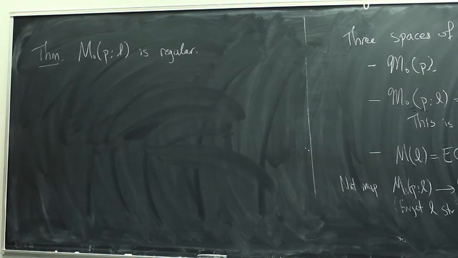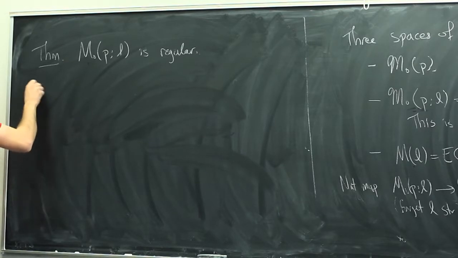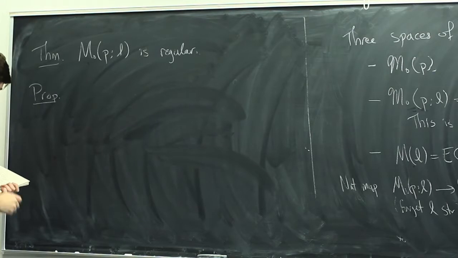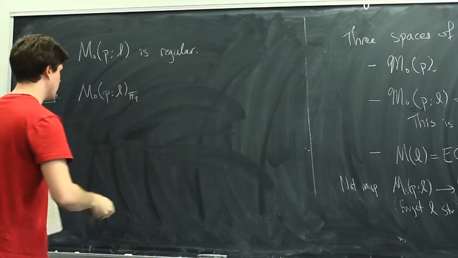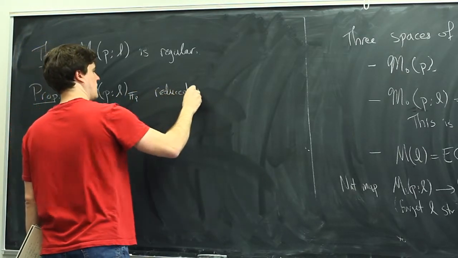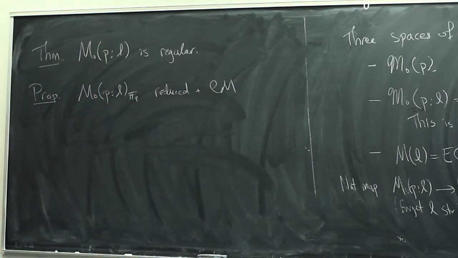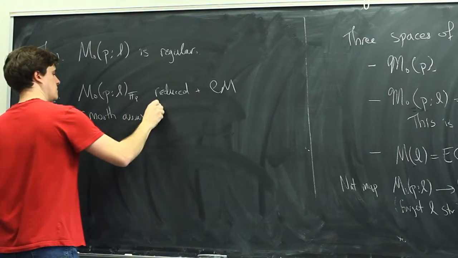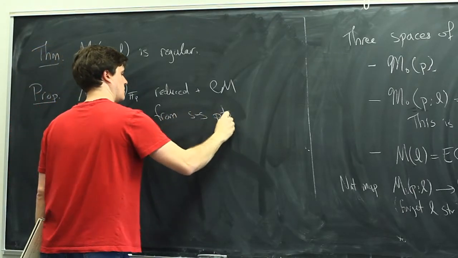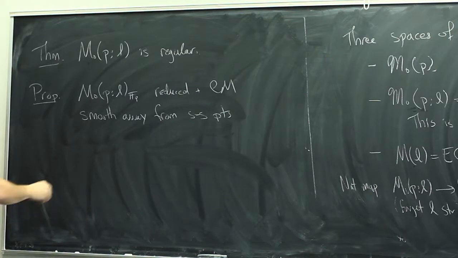All right, so I want to start by analyzing the structure of this thing, the local rings at points in characteristic P. It's regular, but it's not smooth in characteristic P, so the rings are still going to be kind of interesting. Okay, so here's the first proposition. If I look at this thing in characteristic P, then this is reduced and Cohen-Macaulay. And it's smooth away from the supersingular points. And at the supersingular points, it has ordinary nodes.